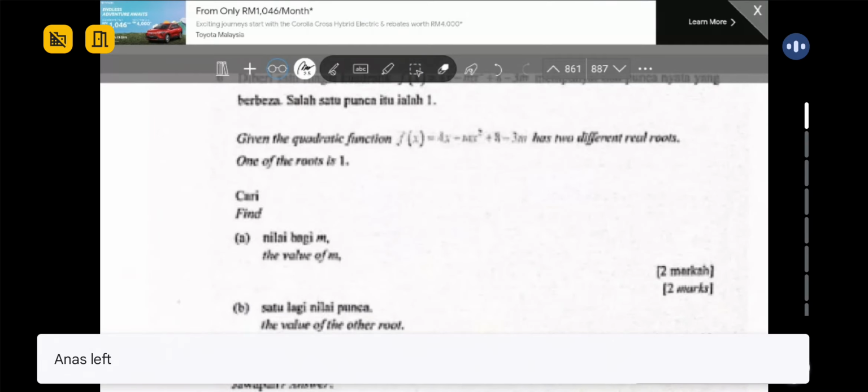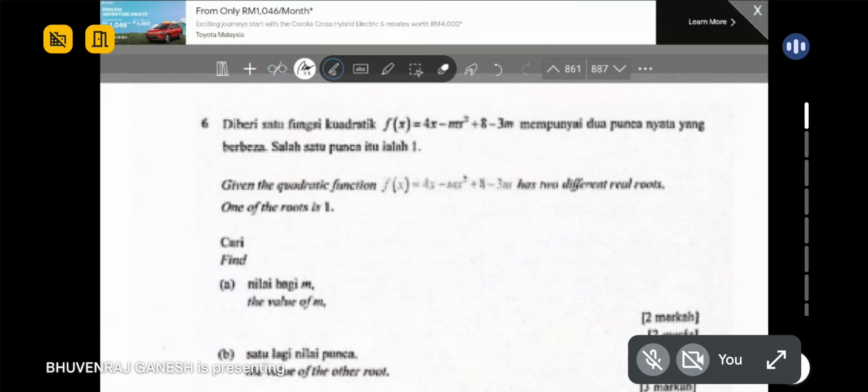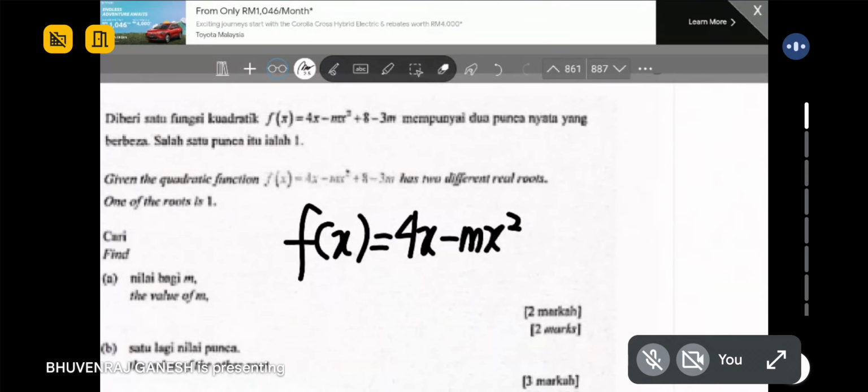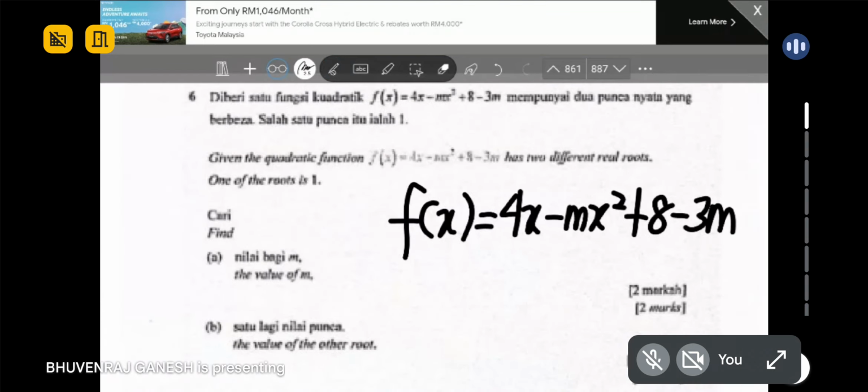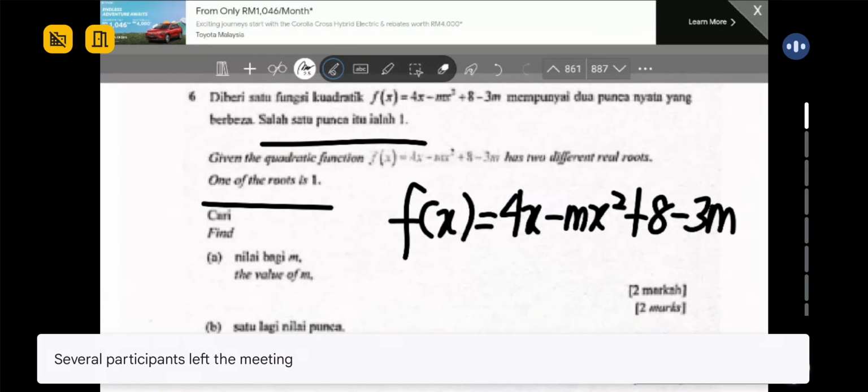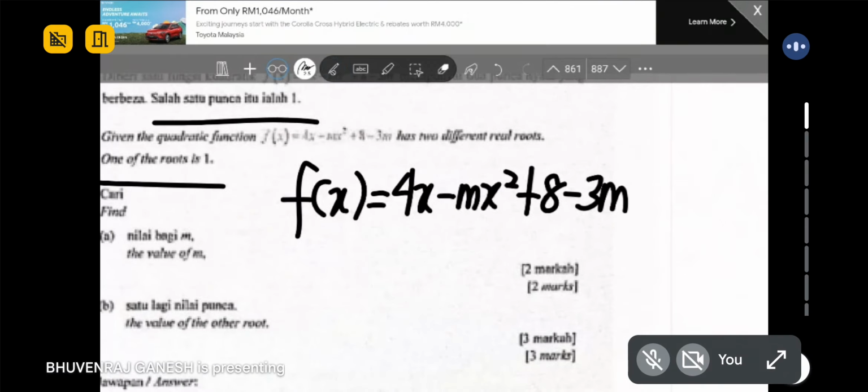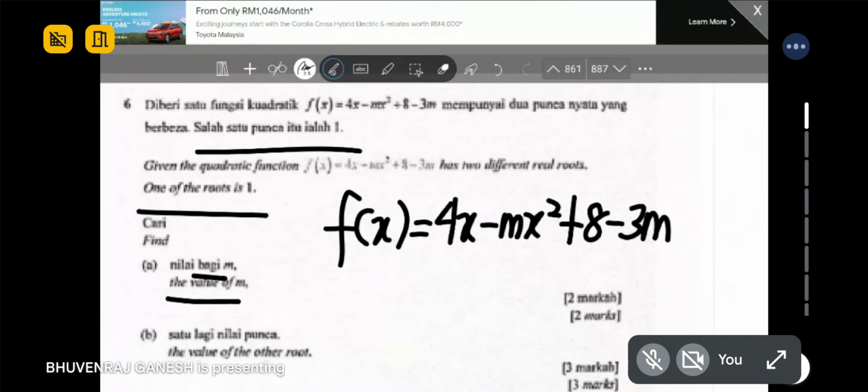Okay, so let me see. Okay, so the equation is f(x) equal to 4x minus mx square plus 8 minus 3m. Okay, ini adalah persamaan dia. Okay, so the question says one of the roots is 1. Salah satu punca ialah 1. So guys, how do I find the m? Can you all tell me? Macam mana cari nilai m? Anyone got an idea? What to do over here? Apa yang kamu akan gantikan kat sini?